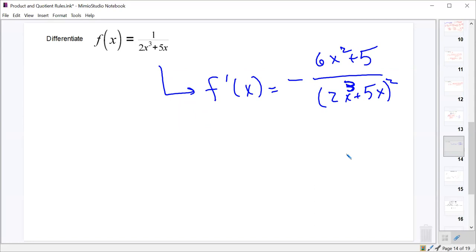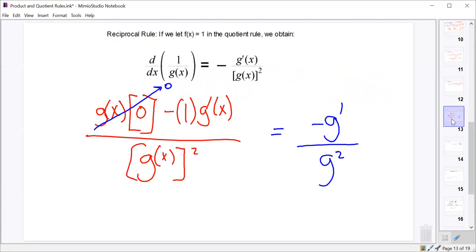Could you go back to the last slide? Sure. I don't really get the explanation. Okay, so if we're taking the derivative of 1 divided by a function, we'll call it g of x. That's a function, because 1 is a function, right? Divided by another function. So we're going to use the quotient rule. The quotient rule says denominator, so that's the g of x, times the derivative of the numerator. Derivative of 1 is 0.